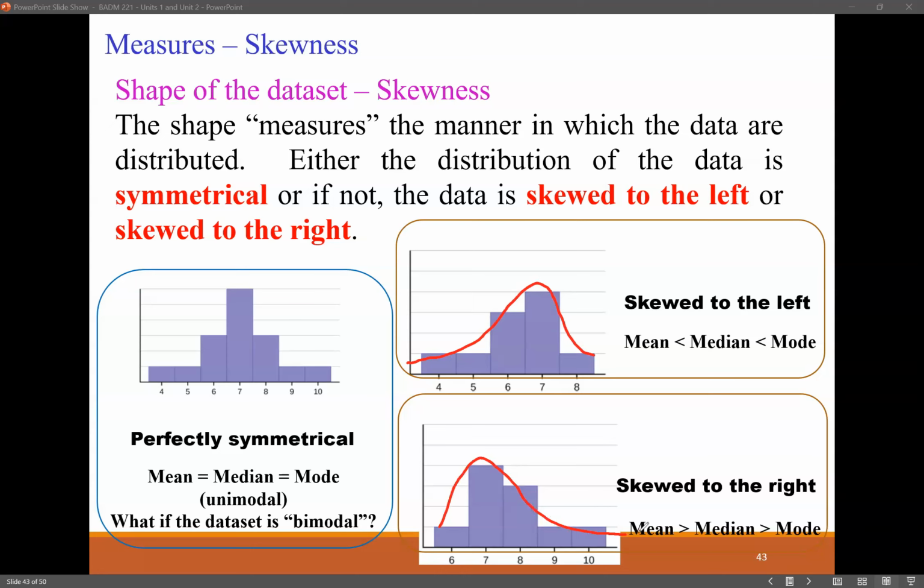So this is skewed to the right. Skewed to the right means mean is greater than median is greater than mode. And when it is skewed to the left, mean is less than median is less than mode. When all three are equal, the graph will be bell-shaped, perfectly symmetrical. When mean is less, it will be skewed to the left. When mean is more than the other two, it will be skewed to the right.